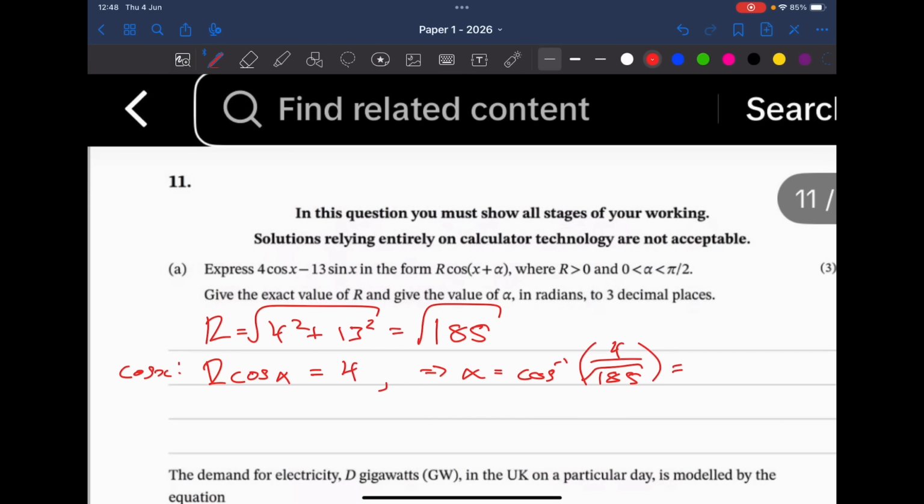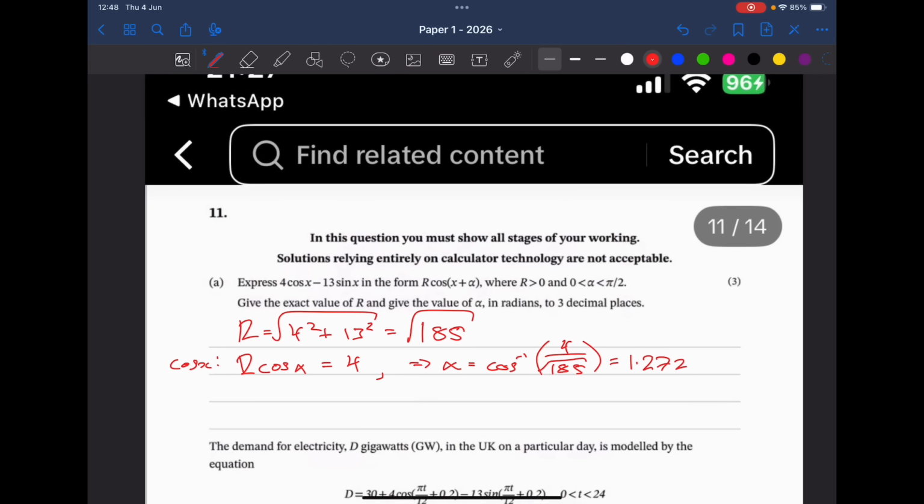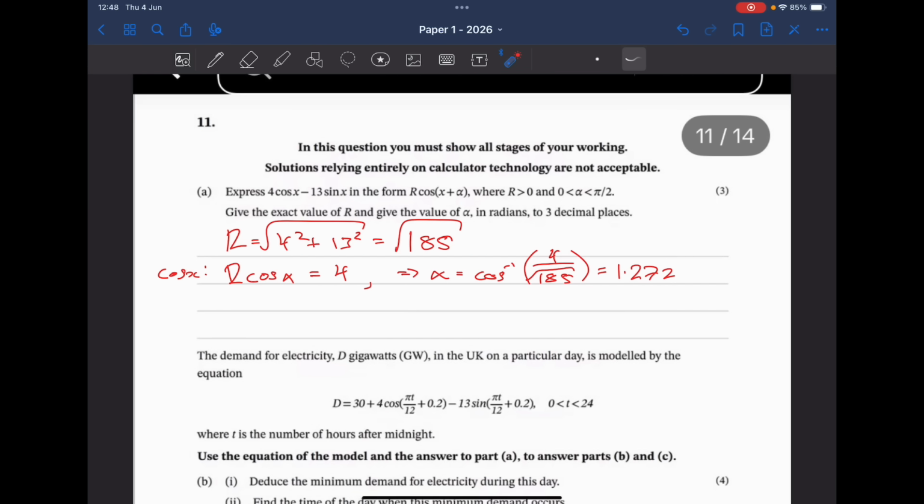And if we stick that in a calculator, what number does it give us? Make sure you're in radians again. Shift radians, arc cos 4 over root 185. 1.272. Is that the same as yesterday? Yes, it is. That's a good sign. So yep, nice and easy 3 marks for that one.